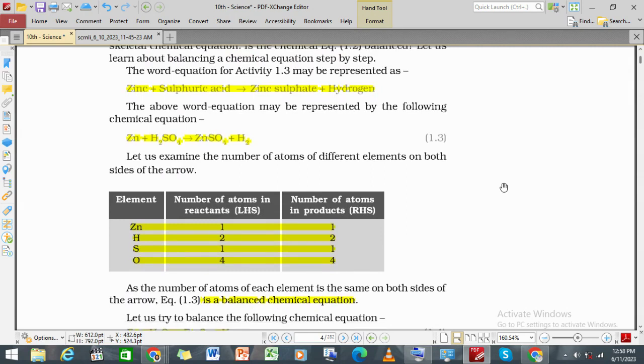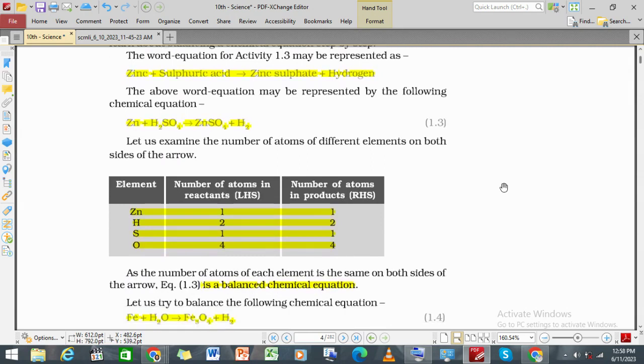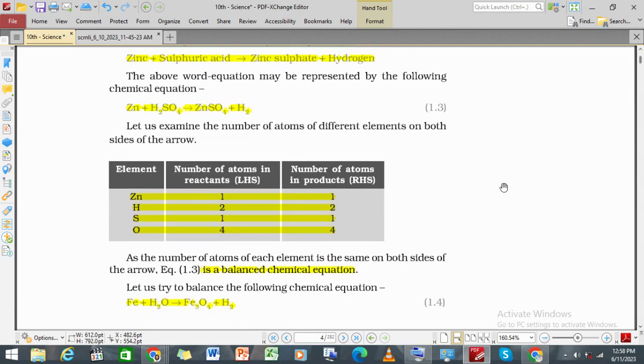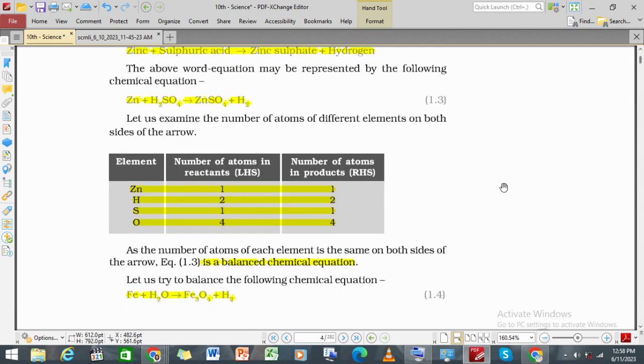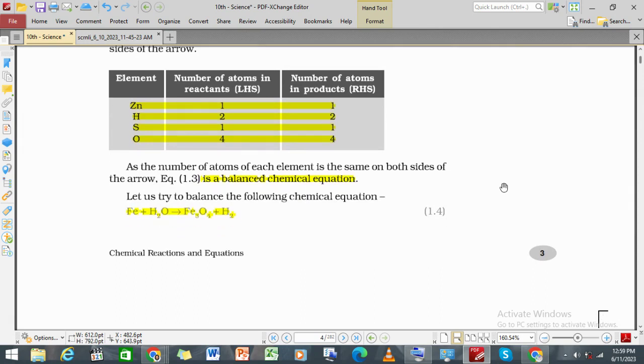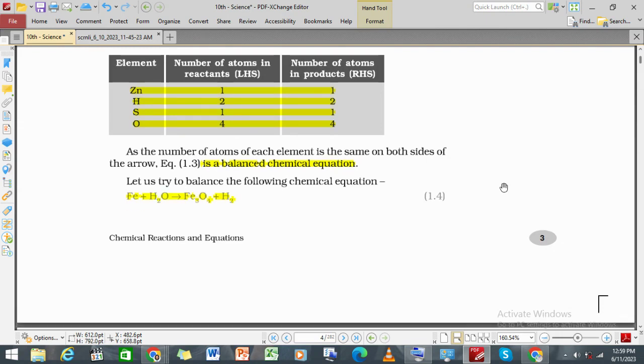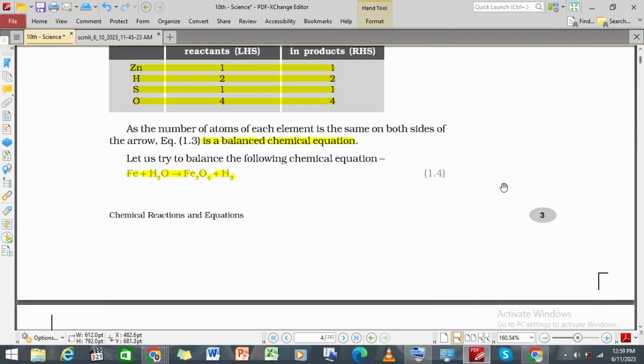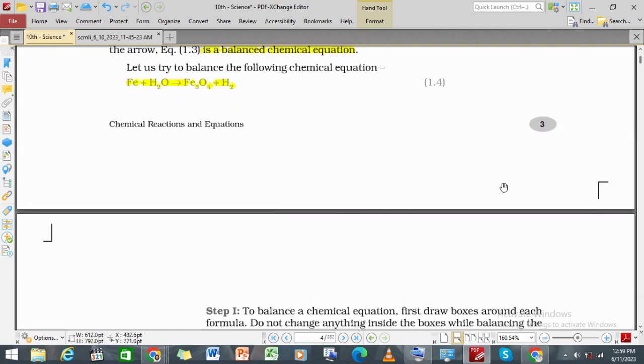So if we add zinc and sulfuric acid, it will give zinc sulfate and hydrogen. Now the formula has also been given: Zn plus H2SO4 gives ZnSO4 plus H2. And here we will check the left hand side and the right hand side. Zinc is 1 on the left hand side, hydrogen is 2, sulfur is 1, oxygen is 4. Now, on the right hand side, we have zinc 1, hydrogen 2, sulfur 1, and oxygen 4. That means it is a balanced reaction.